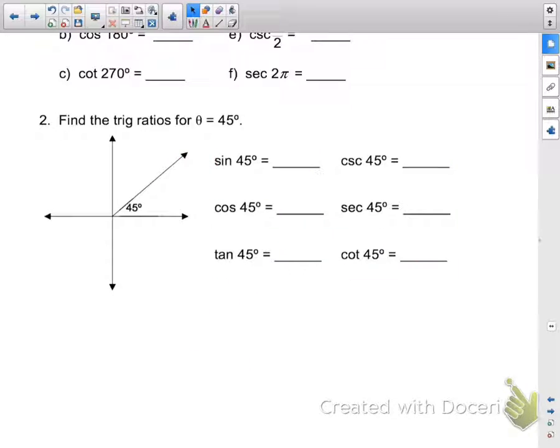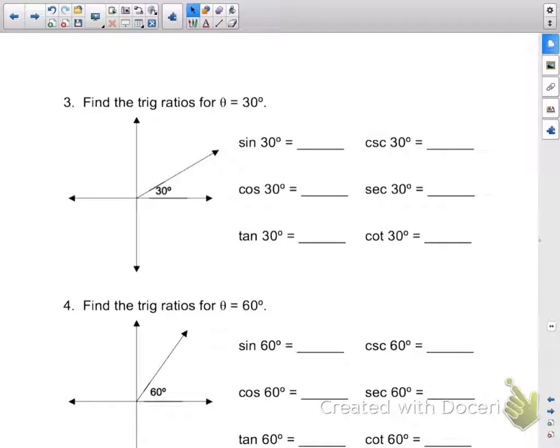Well, I don't want to leave you doing this without knowing how to do this. Number 3. Tricky, tricky. All right, what was the point for 30 degrees? Root 3 over 2, 1/2.